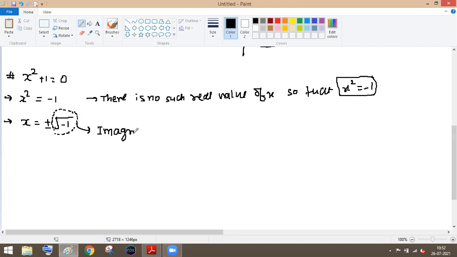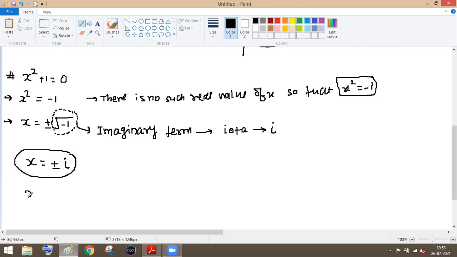Imaginary term, which is basically called in mathematics iota, and it is represented with the letter I. So they found the solution, and that solution was complex, it was plus minus, and this term is categorized as iota. So we got two values of x, one as plus I, another as minus I, and we define the properties of our degree.